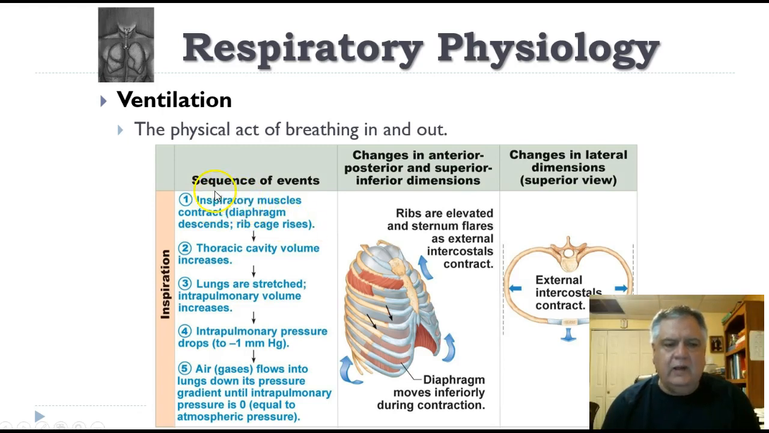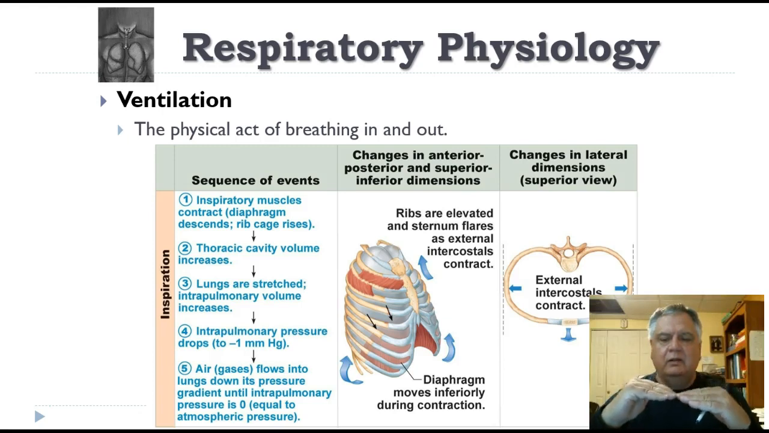Okay, so let's go down through inspiration by taking a look at this sequence of events. So the first thing that's going to happen in inspiration is the inspiratory muscles are going to contract. Now the inspiratory muscles are the diaphragm, and when the diaphragm contracts, it's going to descend. So the diaphragm in our body cavity usually is kind of domed up at the bottom of the thoracic cavity. But what we're saying here is whenever we inhale, that's going to flatten out.